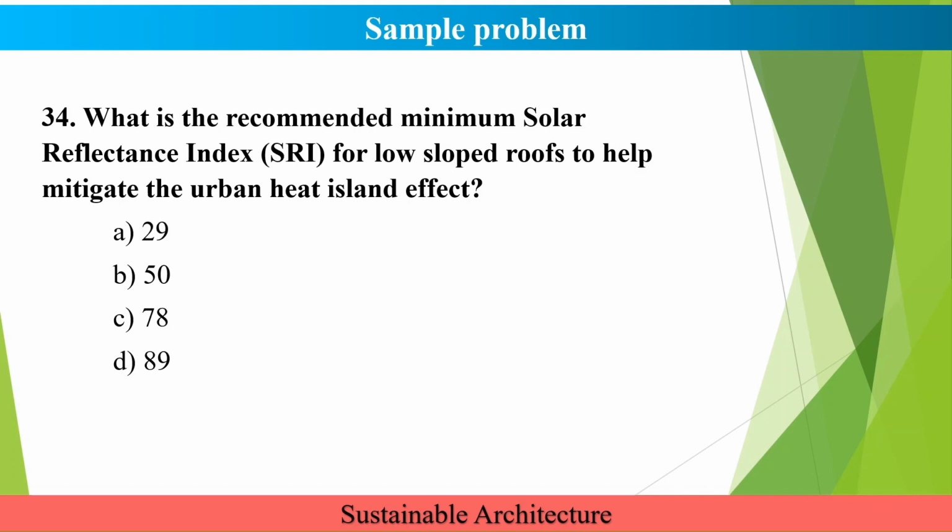Okay, so everybody is fine with the answer. For this particular question, the answer will be option C. For a low sloped roof, the recommended SRI is 78, in order to reflect a significant amount of solar radiation and reduce heat absorption. That will help in mitigating the urban heat island effect. So it is clear. Can we move to the next question?